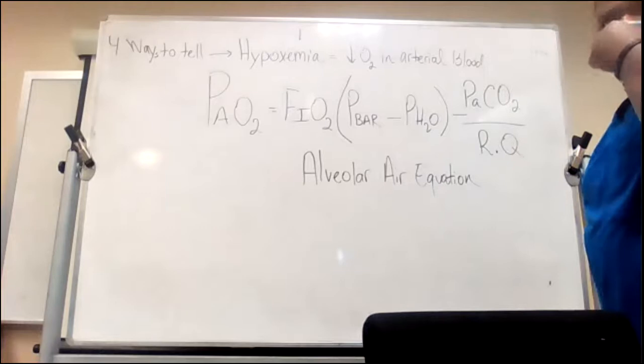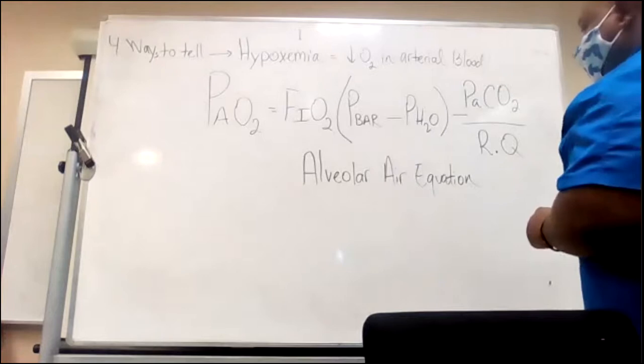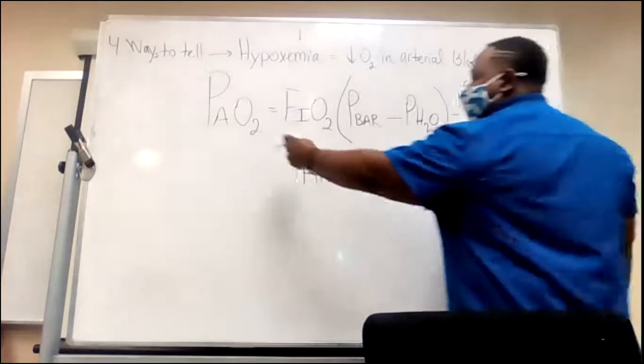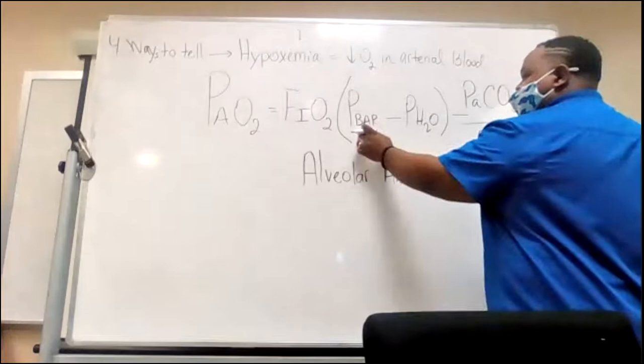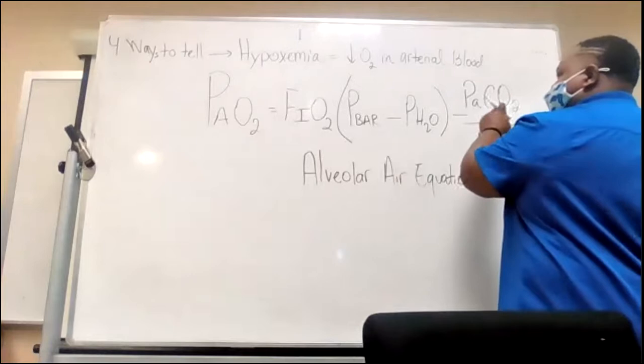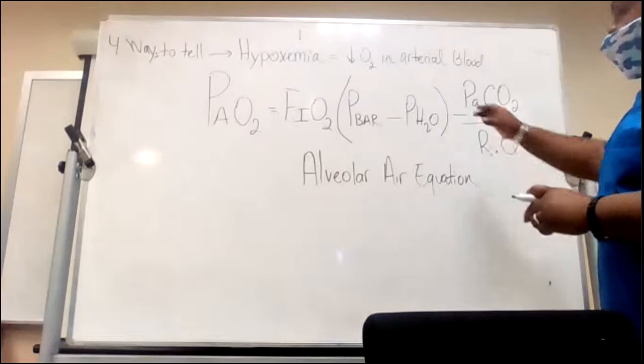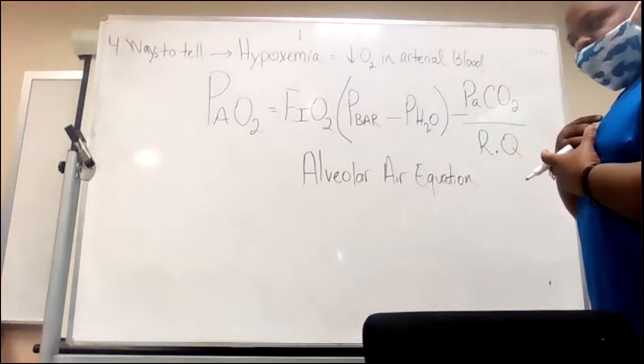The alveolar air equation. That is the pressure of alveolar oxygen. The big A means alveolar. PAO2 equals the FiO2 times barometric pressure, minus the water pressure or water vapor, right? Minus the CO2 divided by the respiratory quotient. When we figure all that out, that's going to tell us how much oxygen is in the alveoli. Okay?